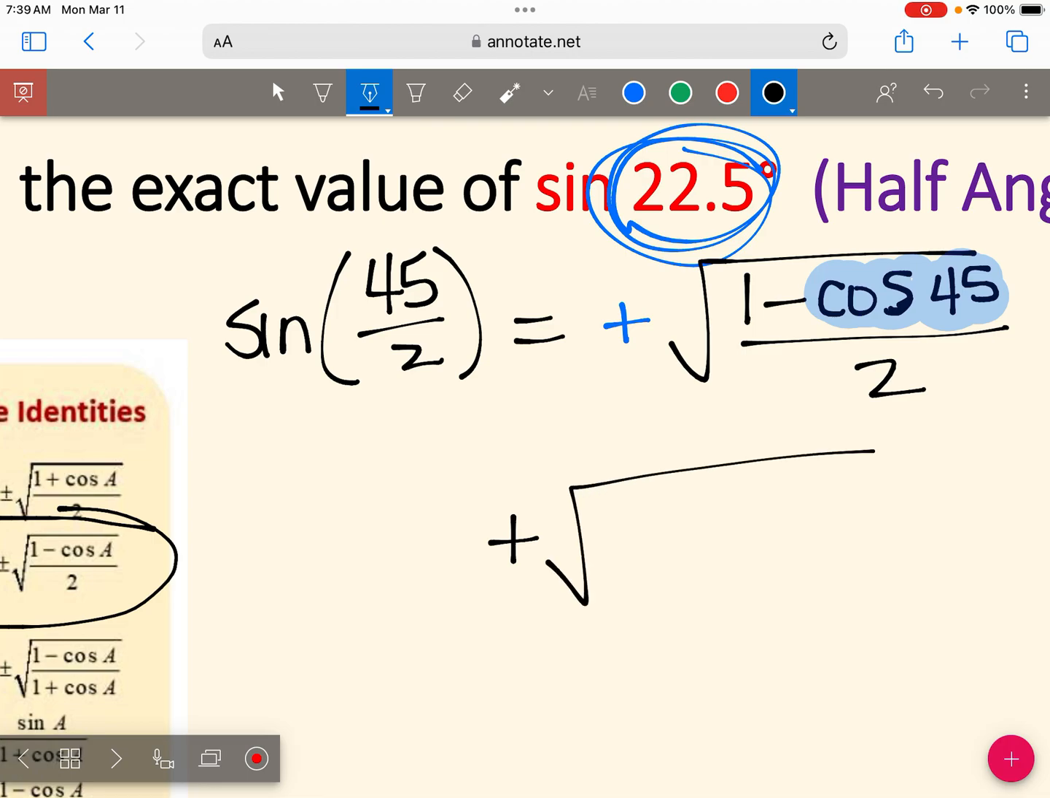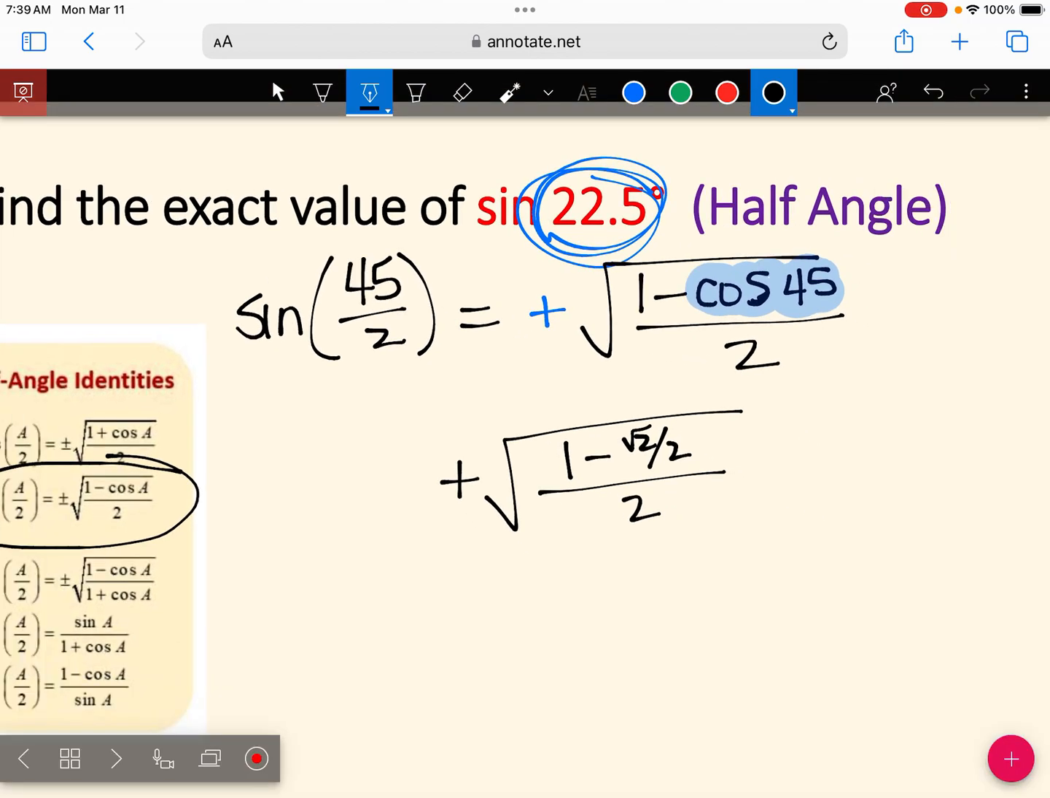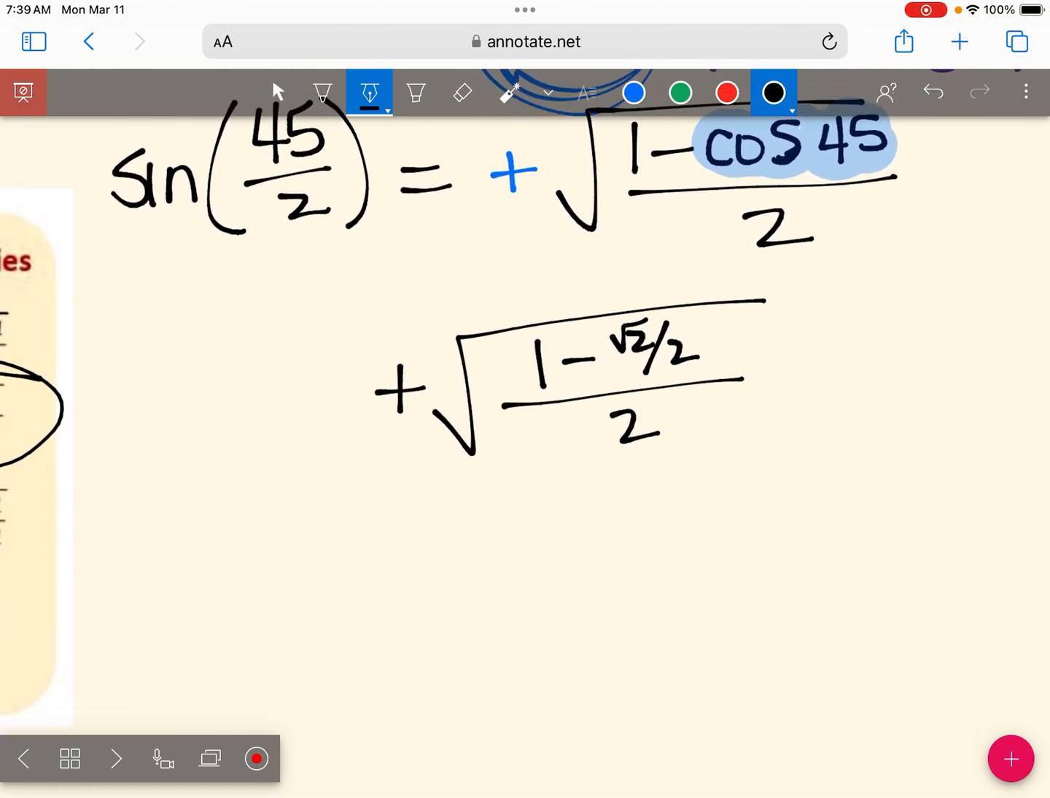And you don't have to keep putting that plus sign in the front. Once you know it's positive, a positive number doesn't have to have the plus sign in front. Now, if it's negative, you have to keep the negative, but the positive you don't. So we have the square root of 1 minus square root of 2 over 2, all over 2. And now we're just doing a lot of fraction rules to simplify.